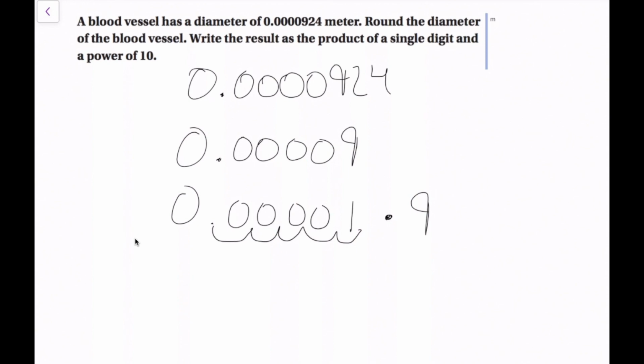Remember, taking 10 to a negative power makes it really small, and we have a really small number right here. Since I moved the decimal 5 spaces to get to the 1 right here, I know that this is going to be 10 to the negative 5th power.